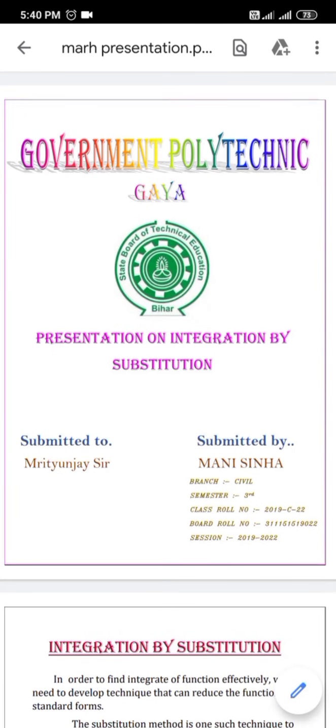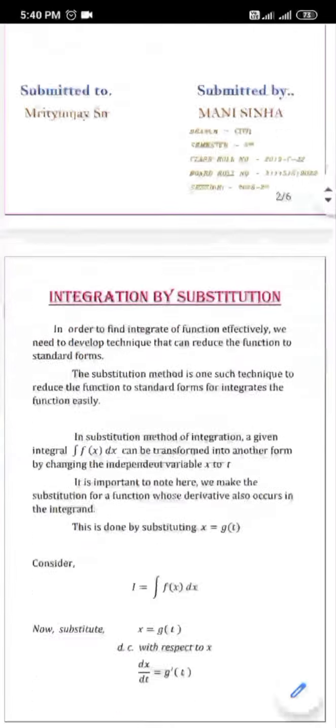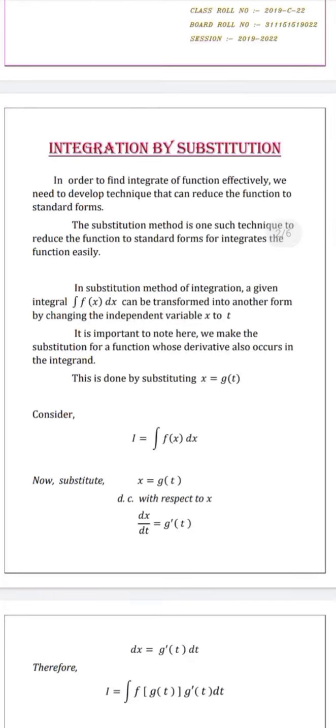There are many methods of integration, one of which is the substitution method of integration. Integration by substitution. In order to find integrals of functions effectively, we need to develop techniques that can reduce the function to standard forms. The substitution method is one such technique to reduce the function to standard forms for integrating the functions easily. In the substitution method of integration, a given integral of function f(x) dx can be transformed into another form by changing the independent variable x to t.